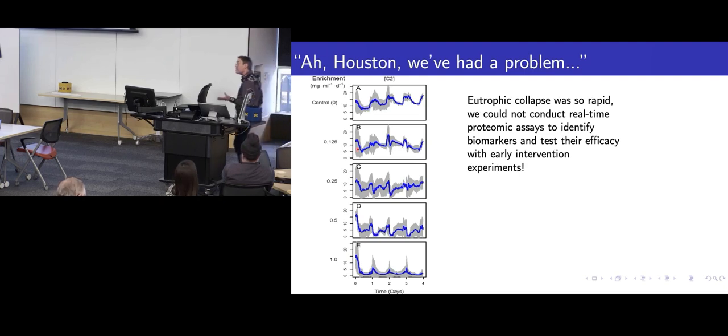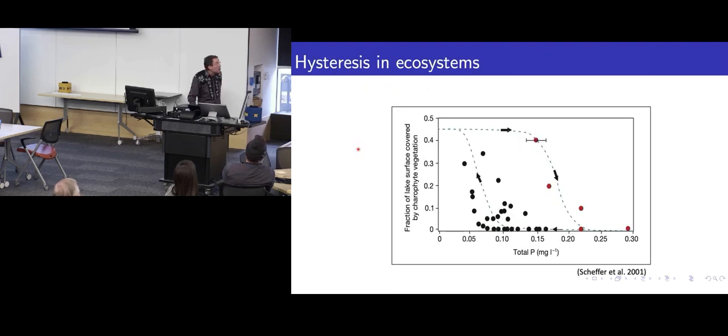So we decided to look at the back end of this system, that is the recovery from eutrophic collapse, because we noticed it was taking a long time for the oxygen level to return back up after we stopped the enrichment. And there is a large literature on this. It's under the idea of hysteresis, that is the recovery of systems after they've been pushed by an environmental driver.